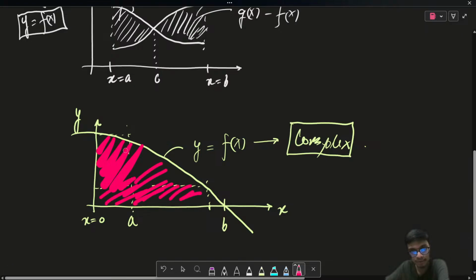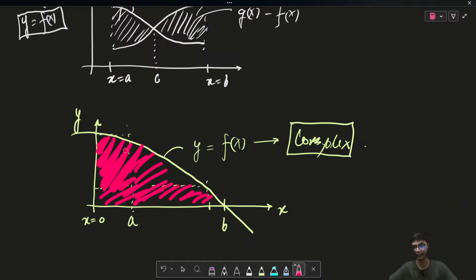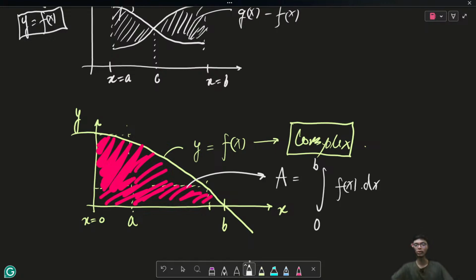Okay, I hope this setting is clear, right? So I am trying to find this particular area. In order to find this area, I am basically going to do the integration from x equals 0 to x equals b for the function f of x dx, right? But what I note is that since f of x is a complex function, the integration of this function becomes tedious for me, right?